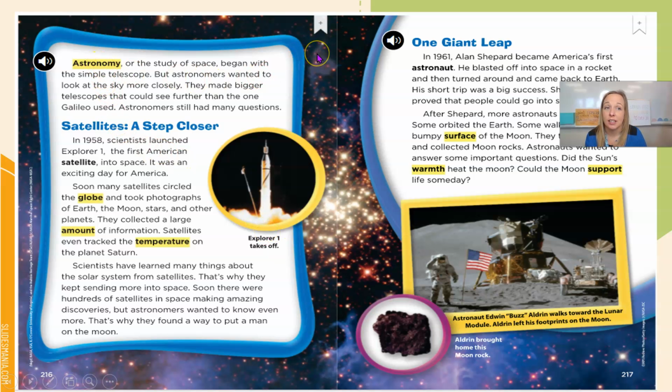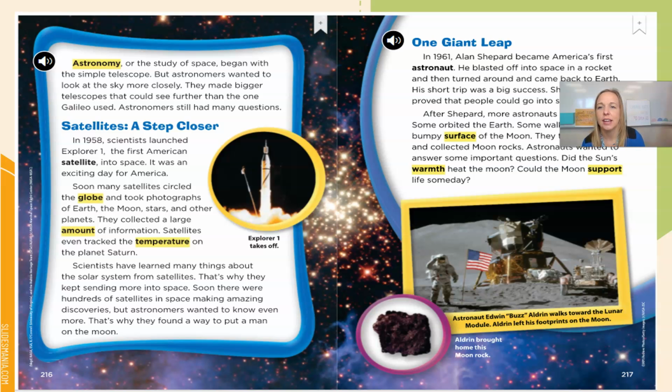Astronomy, or the study of space, began with a simple telescope. But astronomers wanted to look at the sky more closely. They made bigger telescopes that could see further than the one Galileo used. Astronomers still had many questions. Next heading, satellites, a step closer.